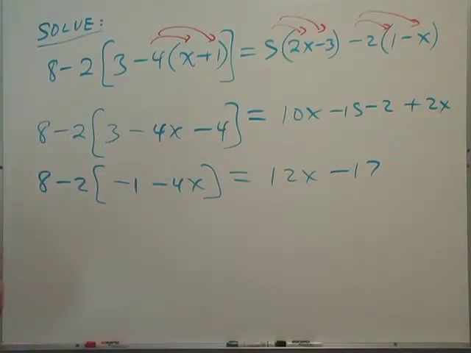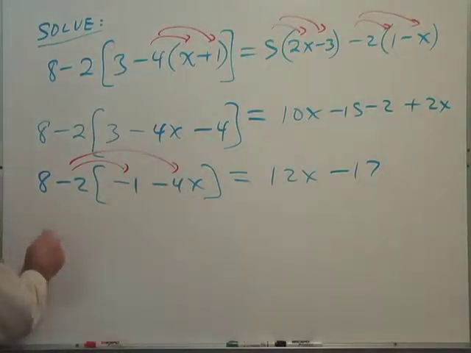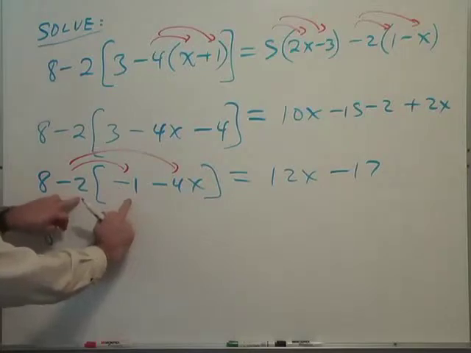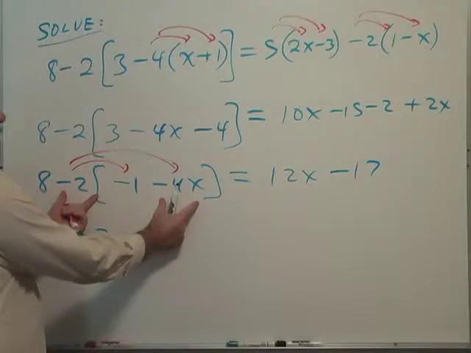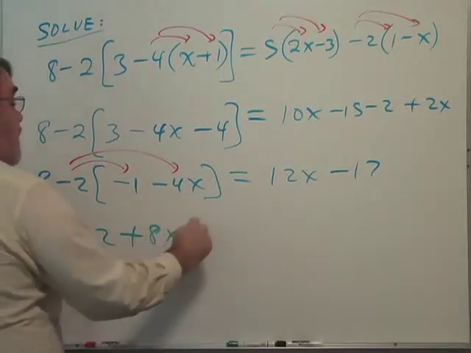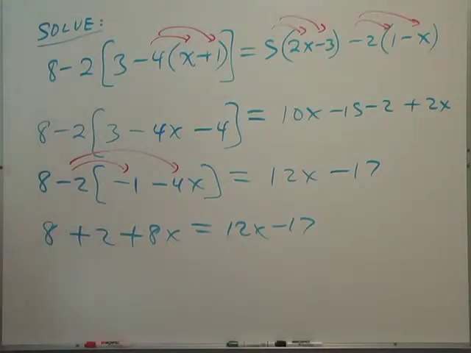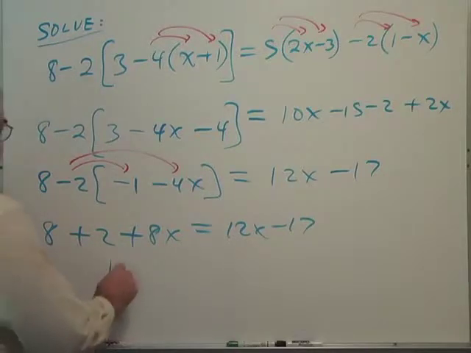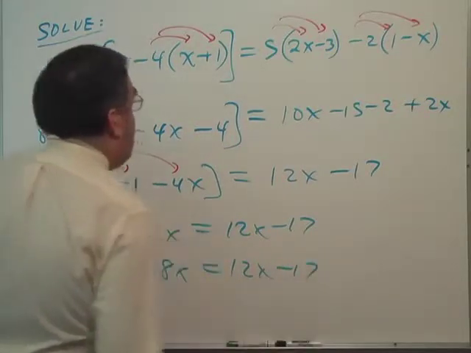Now it's time to remove the bracket. Again, it works exactly like parentheses. And I have to distribute minus 2 times minus 1, minus 2 times minus 4x. So that gives me 8 plus 2. Negatives are canceling. And what's this? This will be plus 8x. Equals 12x minus 17. And we can do a little more simplifying on the left. I'll add the 8 and 2 together. They'll combine. 10 plus 8x equals 12x minus 17.